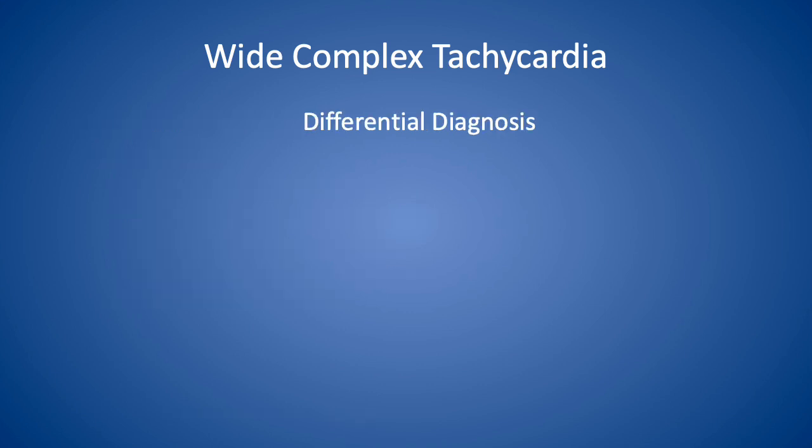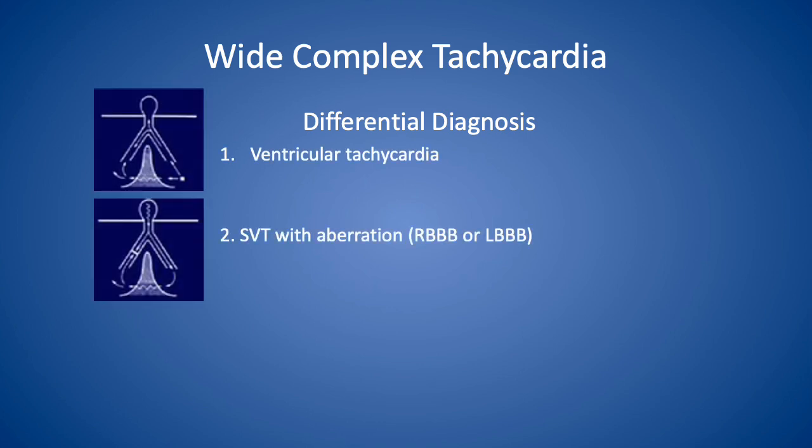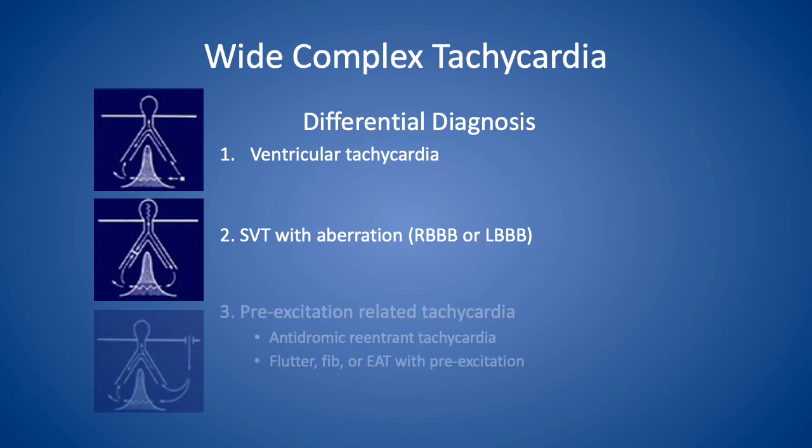So again, in neonates, the differential diagnosis usually is: 1, it could be ventricular tachycardia. 2, it could be SVT with aberration. So if you have a right bundle or a left bundle branch block, that results in a widening of that QRS, even though the SVT is coming from above the ventricles.